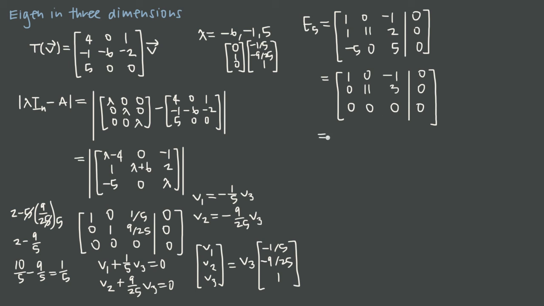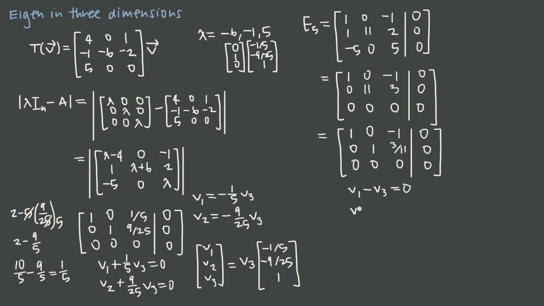And then we'll divide through the second row by 11, or multiply by 1/11. So 1, 0, negative 1, and then 0. And then here in the second row, we'll get 0, 1, 3/11, 0, and then our row full of zeros. Now we've got this in reduced row echelon form, and we can pull out the system V1 minus V3 equals 0, and then V2 plus 3/11 V3 equals 0.